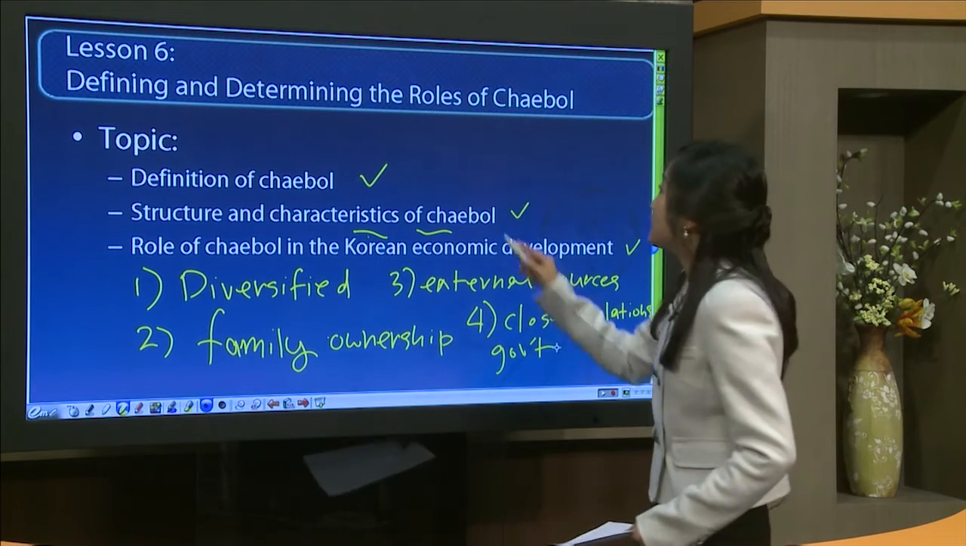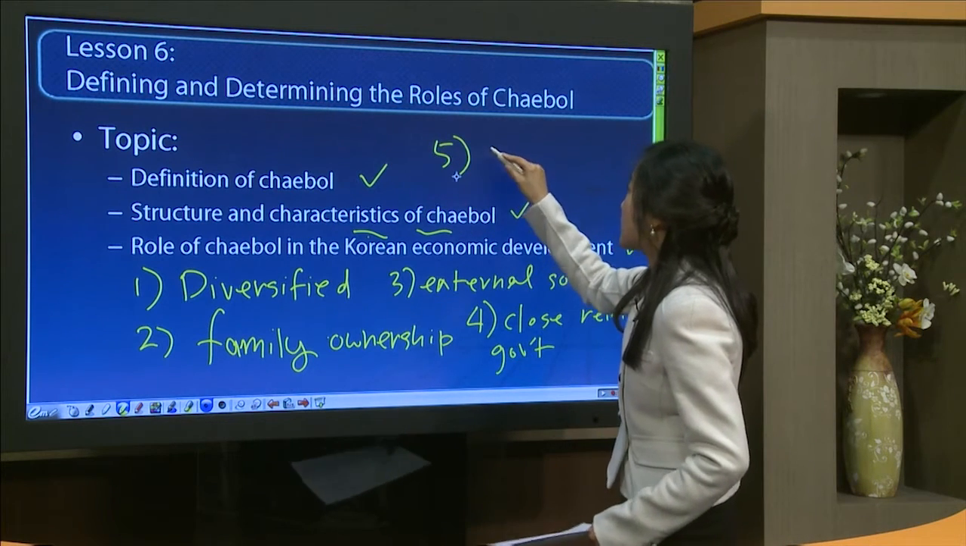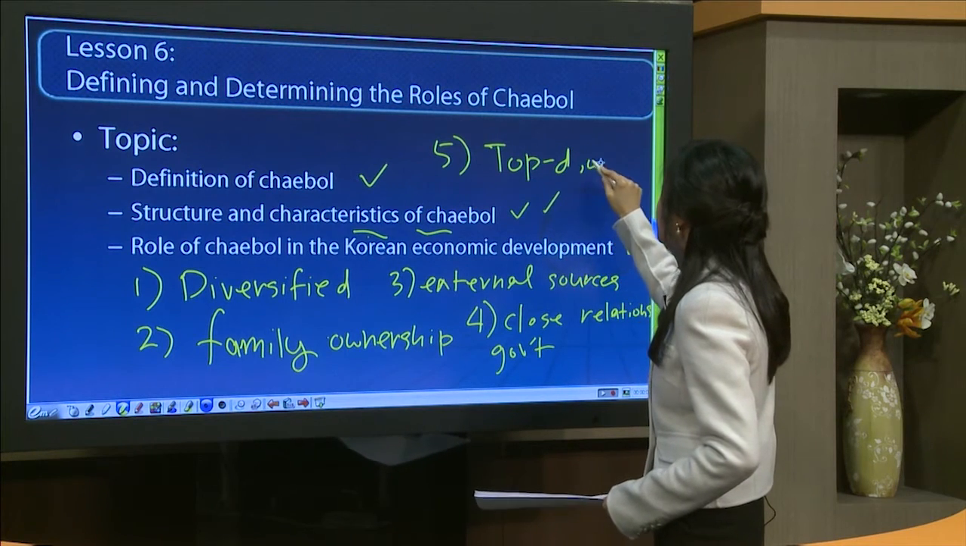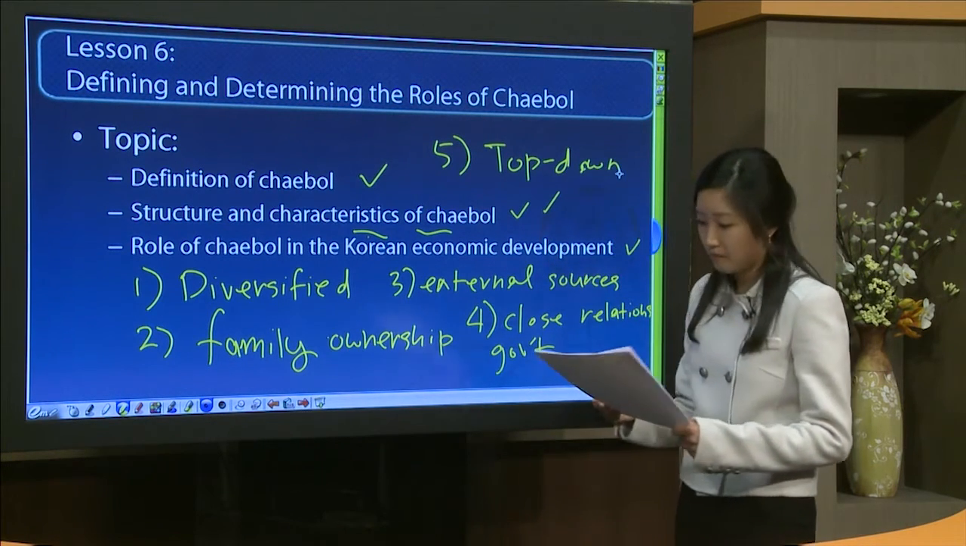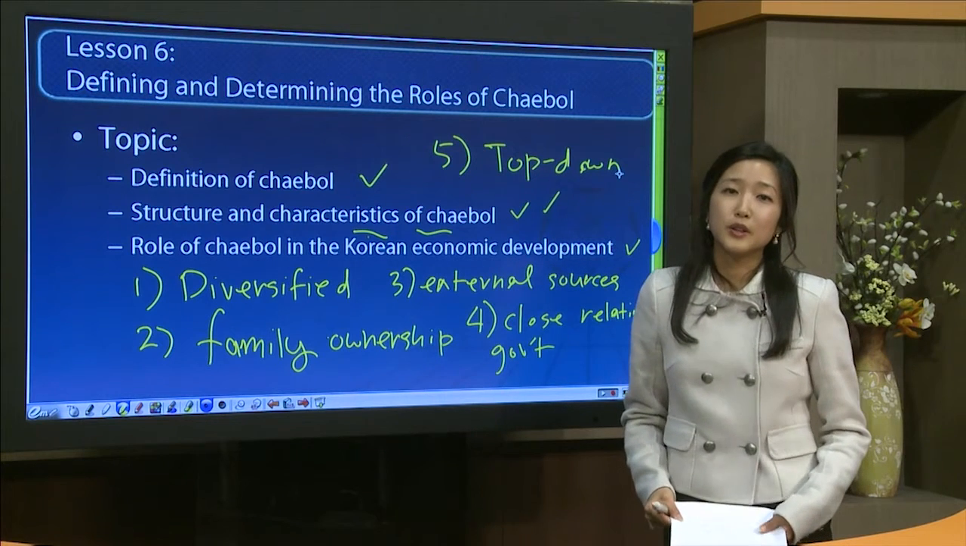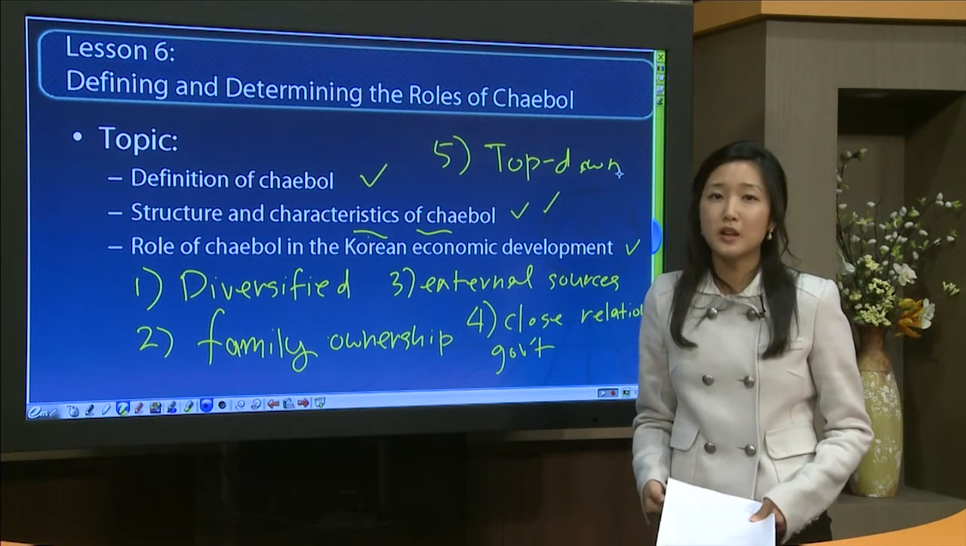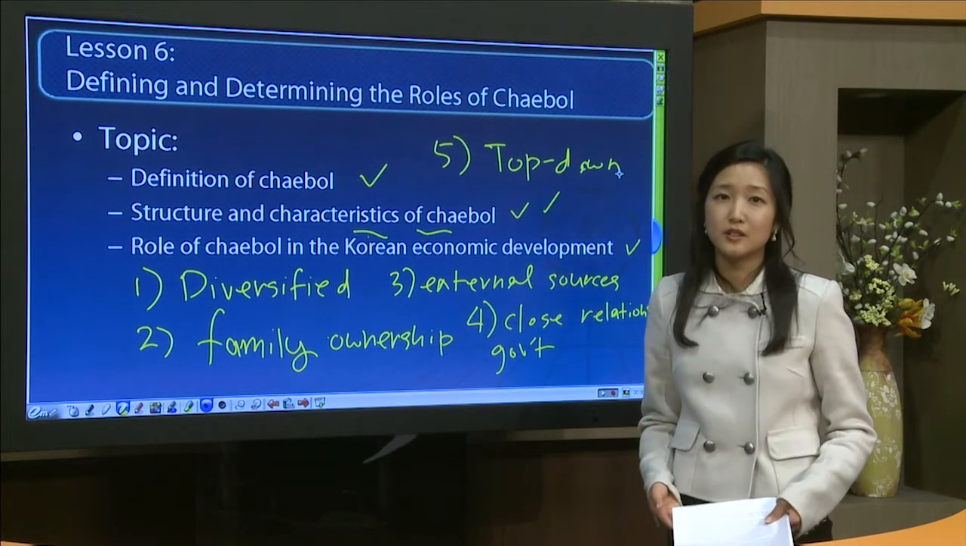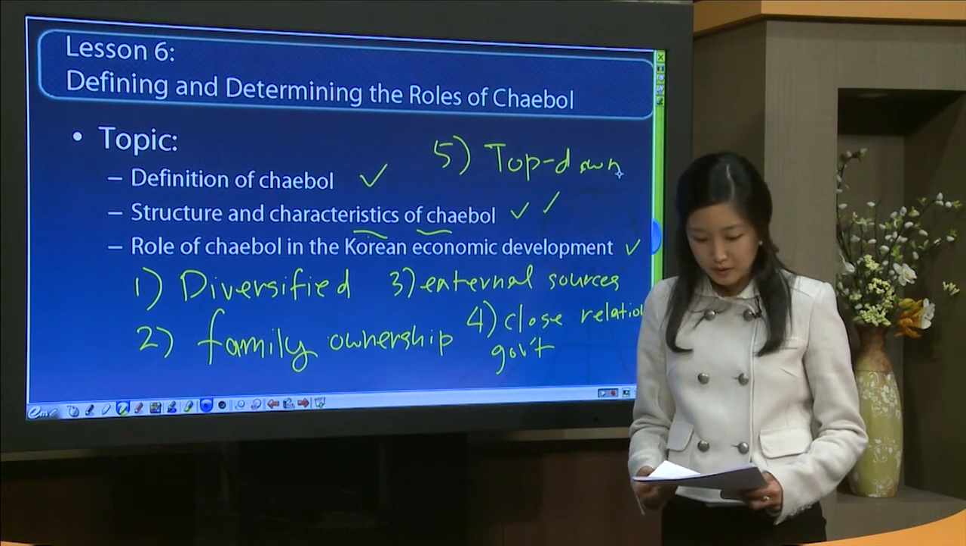Fifth, chaebols have highly centralized decision-making processes. Decision-making comes from the top down. The Korean chaebols continue to maintain a very monopolistic position in the Korean market. Please take note of these five traits as you go through the lecture notes and reading materials.